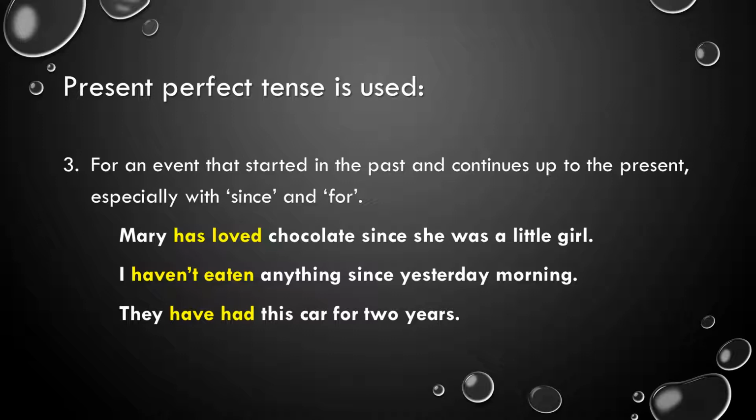And they have had this car for 2 years. They bought the car 2 years ago, and for 2 years they have had this car. In all these three examples, the action started in the past and the actions still continue up to the present. So we use the present perfect tense.